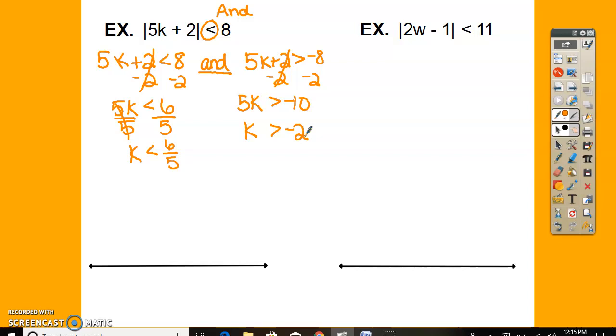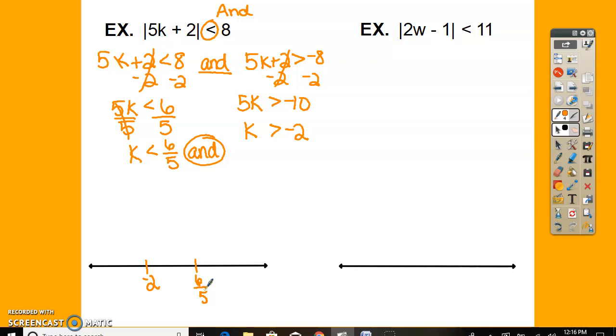Now we have to graph both of these answers. Remember that this was an "and" in between them. So when we're done shading, our answers should be the overlap. It should be shaded in between these two values. Now our negative 2, we can estimate here. 6/5, you're just going to have to estimate that. It's 1 1/5. So you don't have to put all of the numbers on the number line. You can just label it as 6/5. We know it's larger than the negative 2, so it's going to be to the right of it.